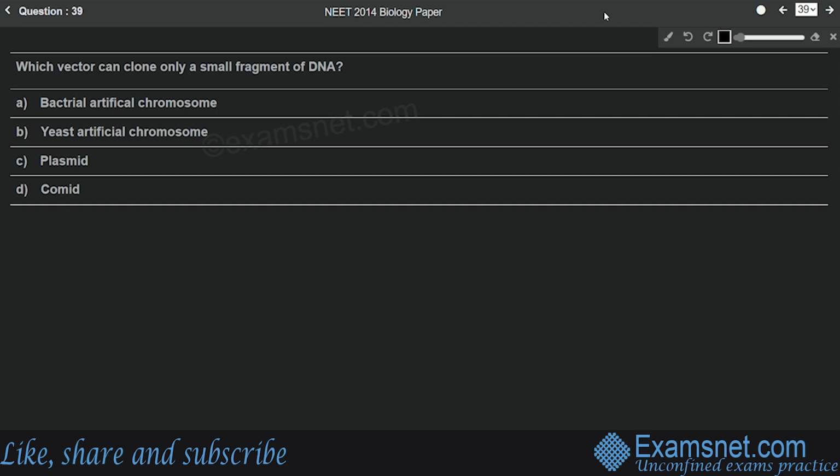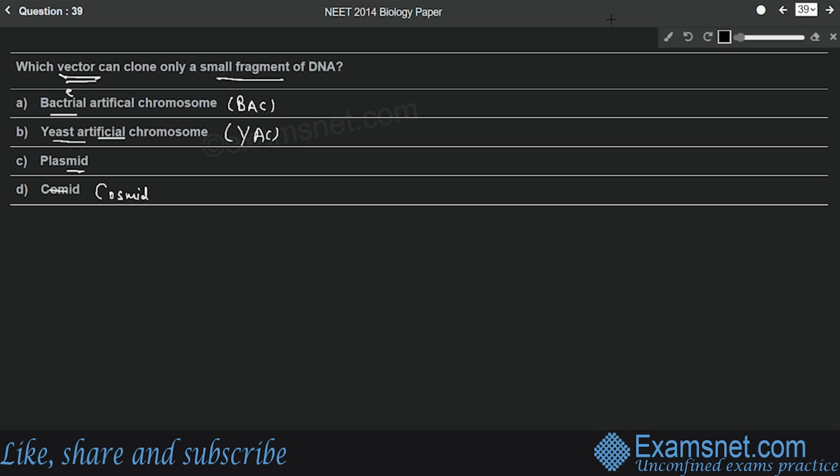Question number 39 is from the chapter Biotechnology Principles and Processes, and the question is, which vector can clone only a small fragment of DNA? Options are bacterial artificial chromosome, that is BAC, then yeast artificial chromosome, that is YAC, then plasmid, and the last one is cosmid. Okay, so all these are vectors, that means they can clone the fragment of DNA, but there is variation in the size limit of the DNA fragment that they can clone.